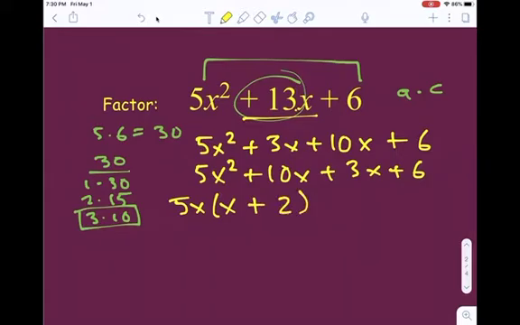All I did is I saw that I had x terms in both of these, and the lowest exponent was 1, so I took that x out, and I saw that I could factor a 5 out of both of those.